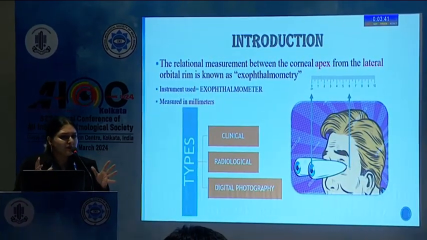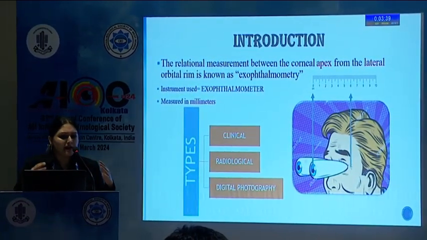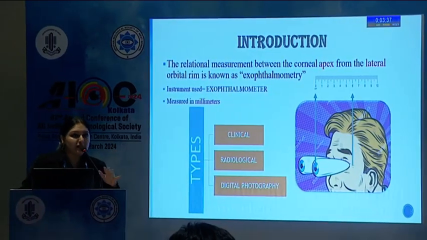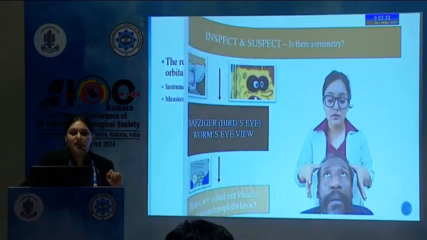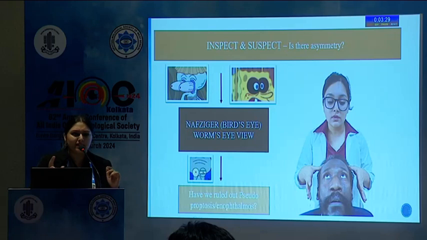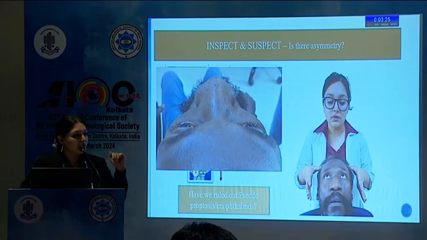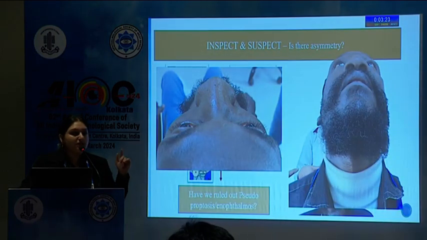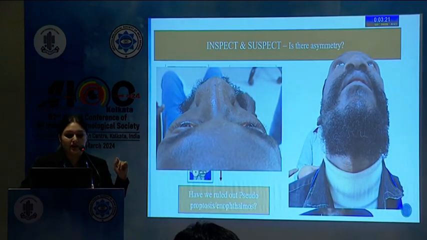Exophthalmometry is a relational measurement between the corneal apex and the lateral orbital rim. It can be measured clinically, radiologically, or using digital photography, especially in this age. So I see a patient in my OPD and suspect there's asymmetry between the eyes. What can I do? I can change my perspective. I look at the patient from above, and from below, using the superior orbital rim as my index.